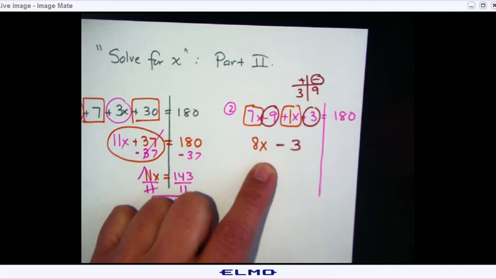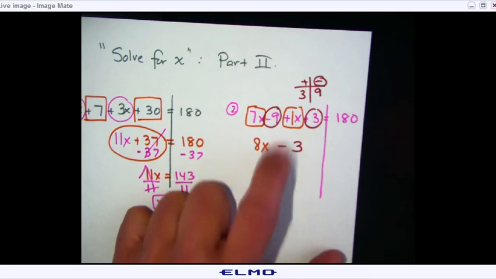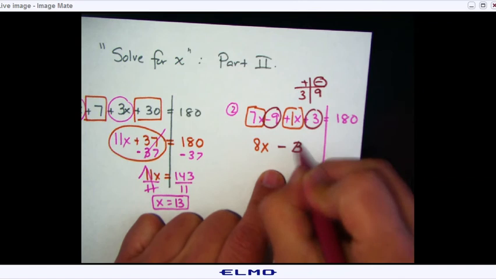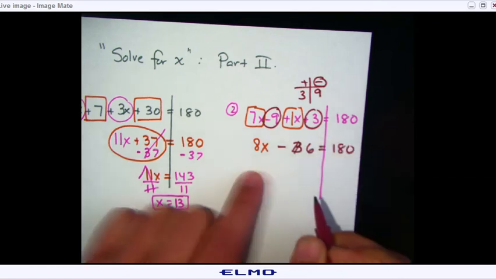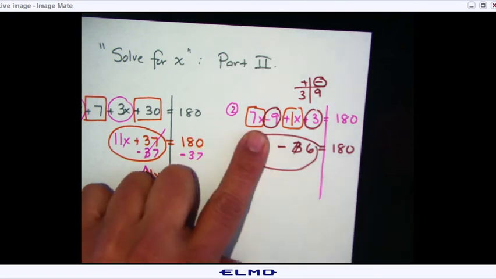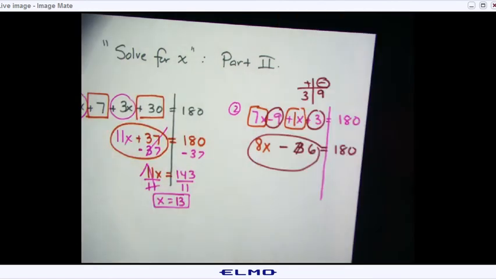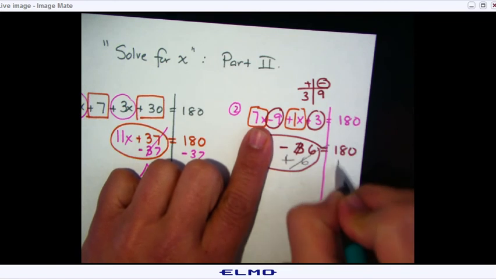Like Tampa Bay is at 9 at halftime, and the other team's at 3. They're winning by, oh no, they're not winning by 3. They're winning by 6. So -6 equals 180. See that? So now I want to isolate the variable, but I got to do something first. I got to get rid of this -6. And how do I do that? Yeah, I add 6 because that makes it 0.